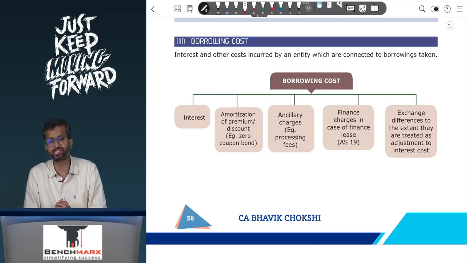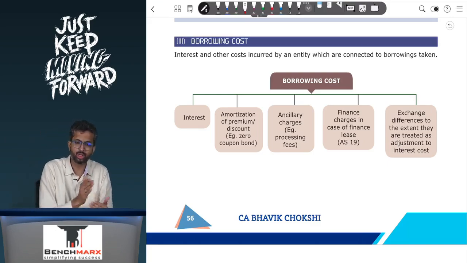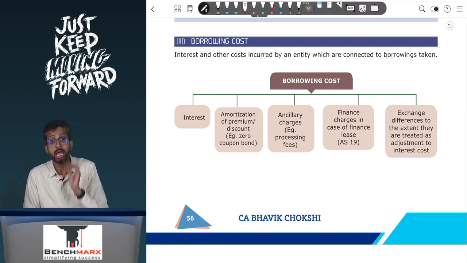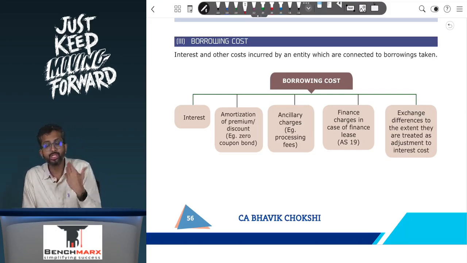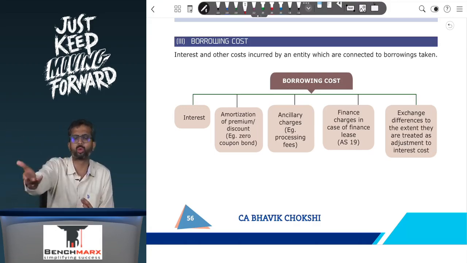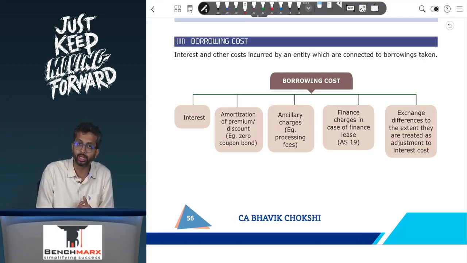This is called as amortization of discount. So there's a discount at which I'm raising the funds of 60 and I'm redeeming at 100. So 40 rupees of discount to be spread over, let us say 4 years, 10 rupees approximately each year is amortization of discount, which is also a cost connected to the borrowing. Had there be no borrowing, I don't have to pay 40 rupees more than what I'm receiving. I'm paying because I'm taking a borrowing.